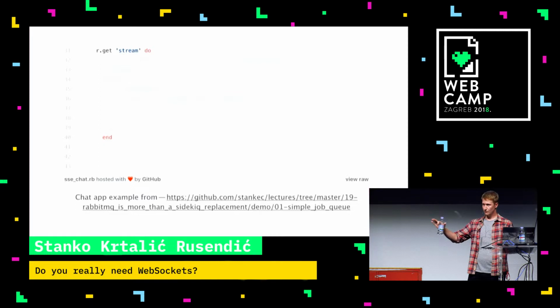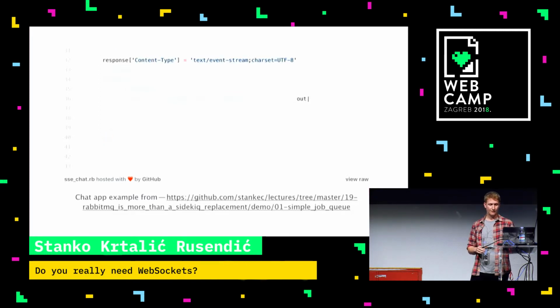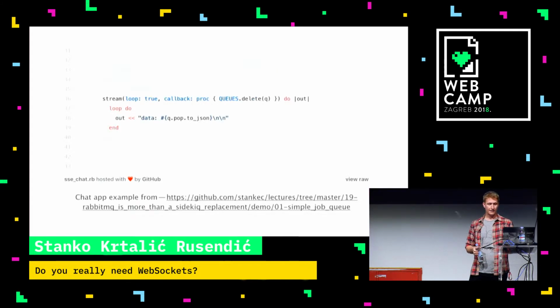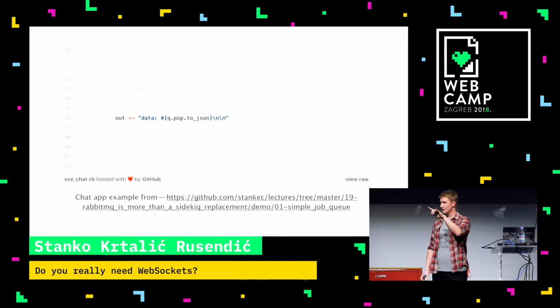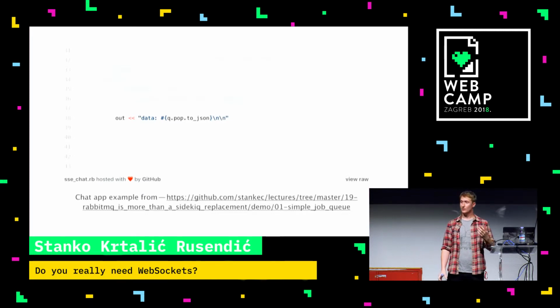We have a stream route that responds to GET. We set the content type to octet stream or event stream, doesn't matter. And then we just stream the data out as an HTTP stream and loop indefinitely, just putting the data into the stream. So you'll notice that the data here is prefixed with the data keyword, and this is actually part of the protocol.